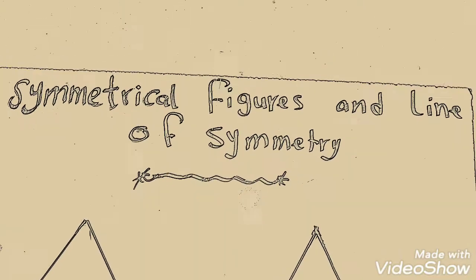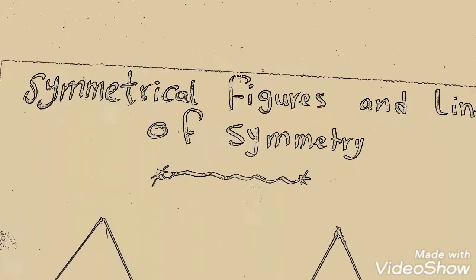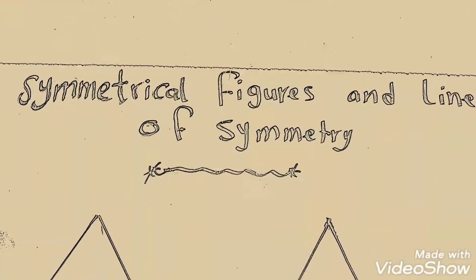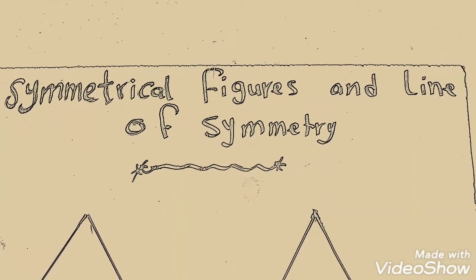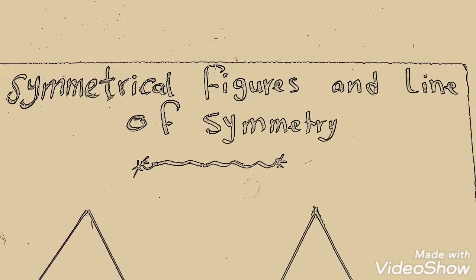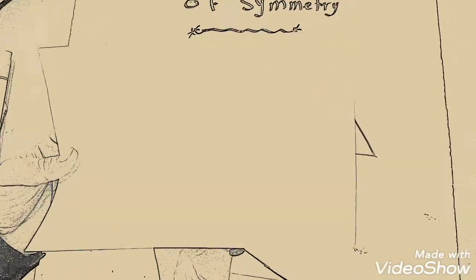We say that a figure has a line of symmetry if it can be folded into congruent parts that match exactly. For example, this paper like a rectangle.